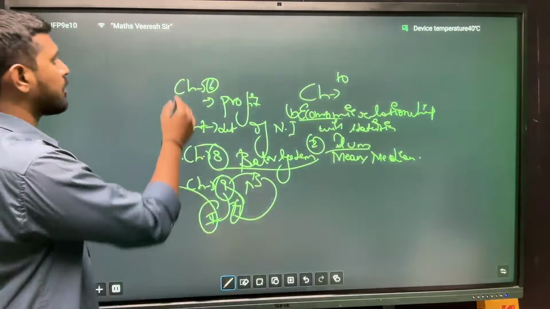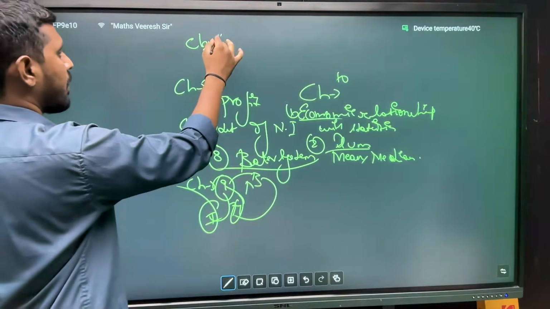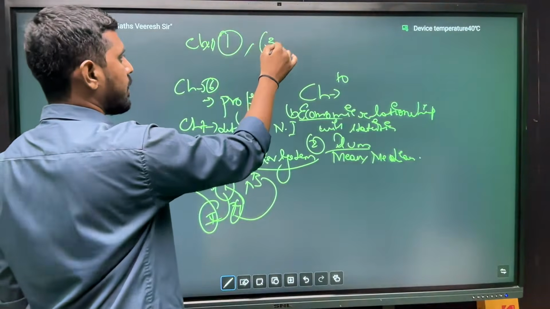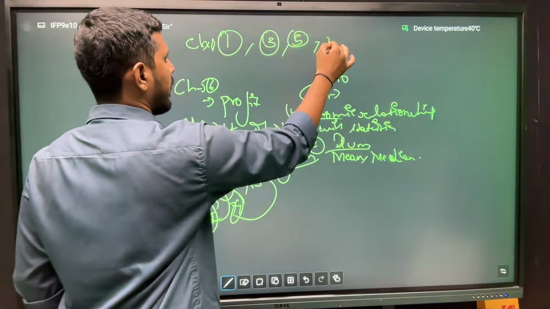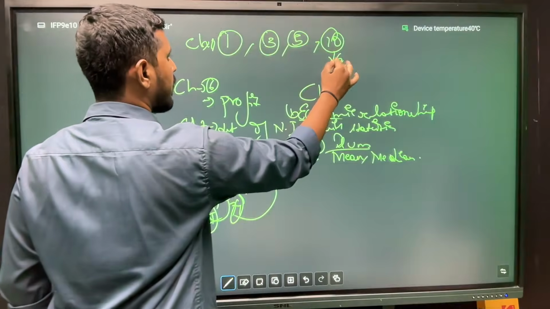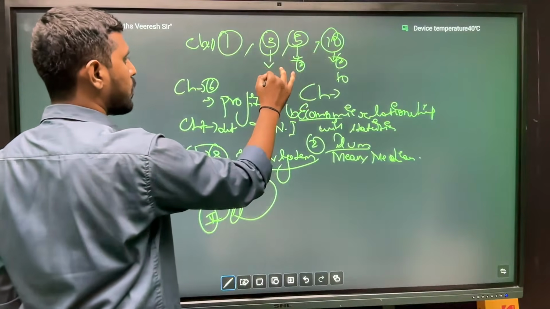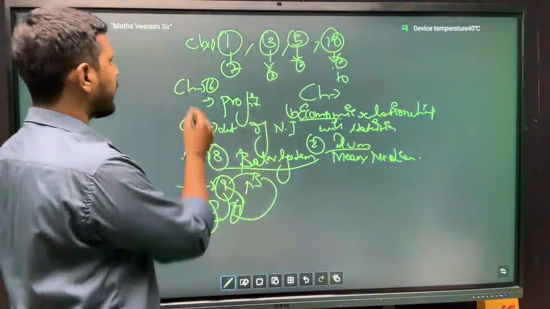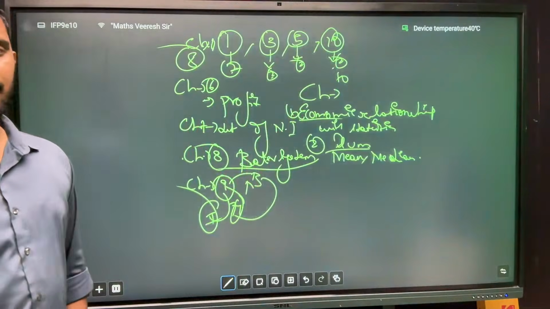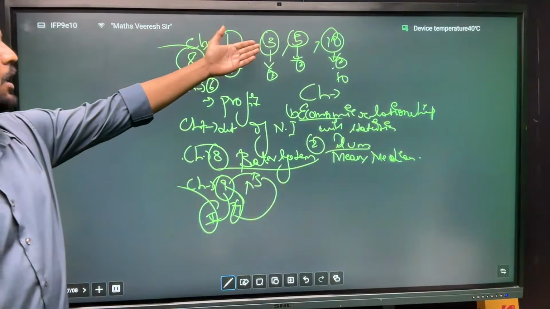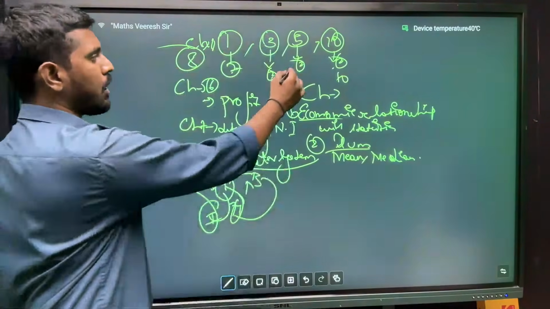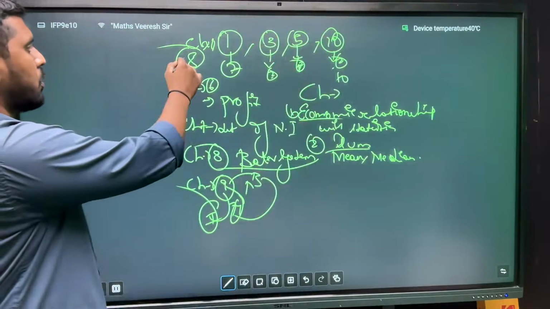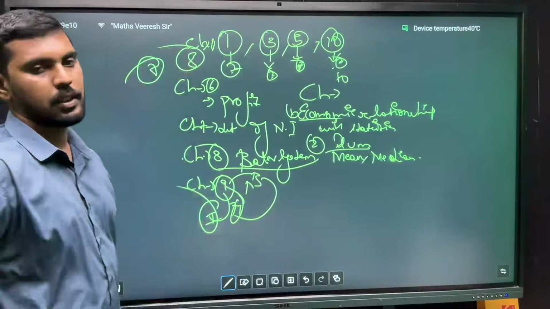If you want to pass, go with chapters 1, 3, 5 and 10. Here you will get 2, here 2, here 2 and 2: 1, 2, 2, 2, 2, that is 8. You can write 8 out of it. Chapter 1 you will get 2, chapter 3 you will get 2, chapter 5 you will get only 1, and from chapter 10 you will get 2. So it is easy.